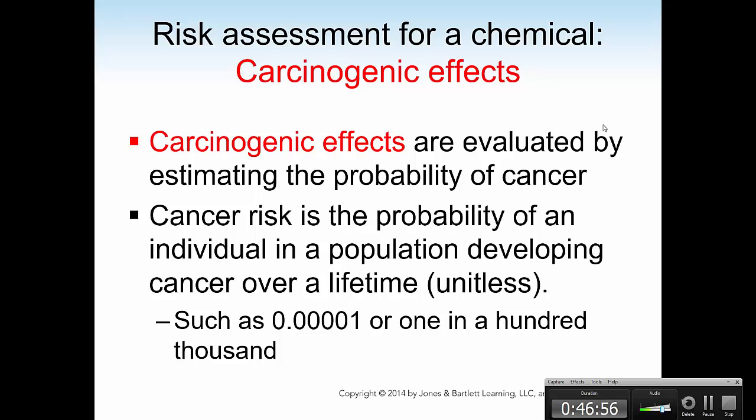So, a good example of a cancer risk, the probability that might come into play, would be 0.00001, or 1 in 100,000. That would perhaps be what we would say is your cancer risk if you are exposed to this particular toxicant, or carcinogen.